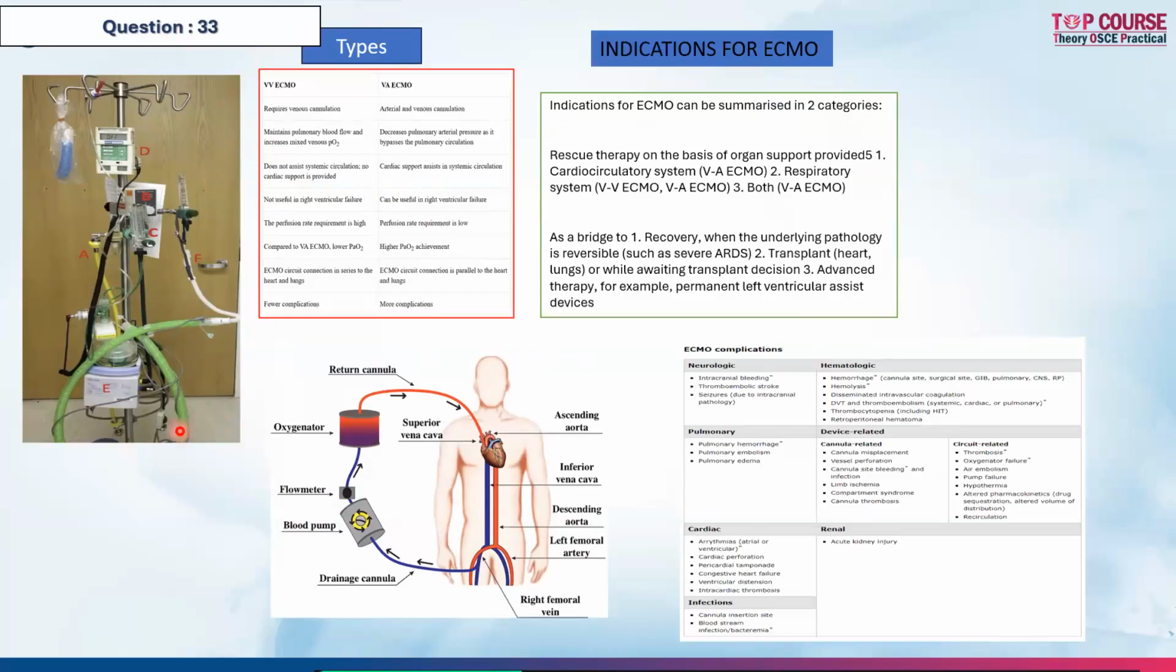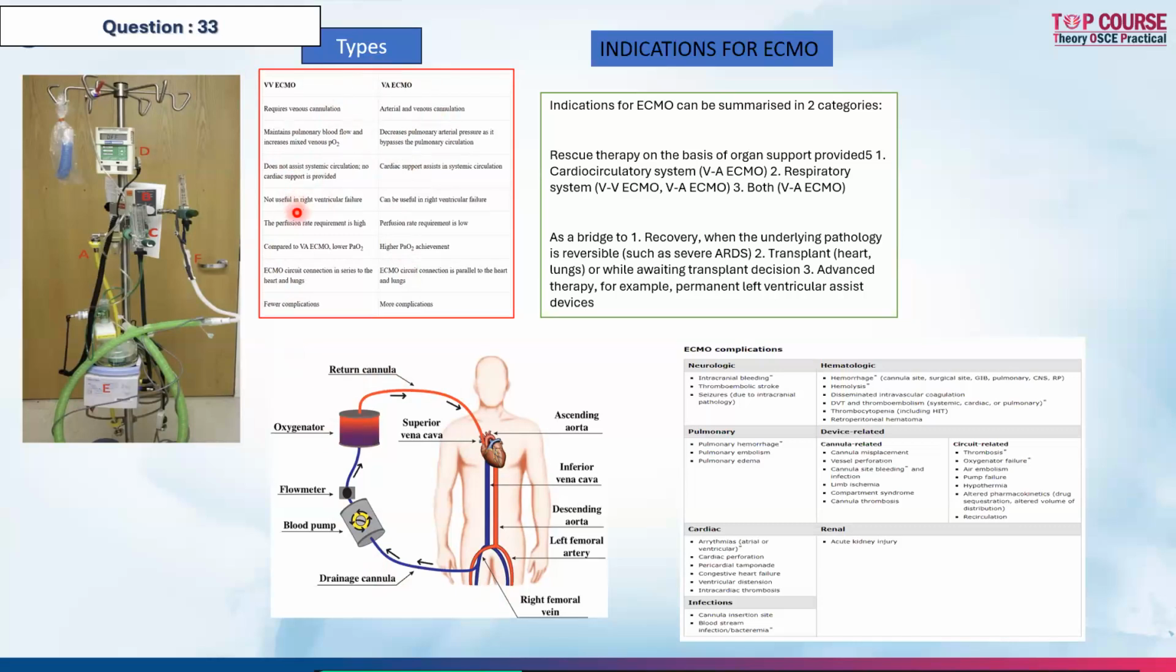of this ECMO machine. So the basic thing one needs to know is you might be asked to draw this even in your vivas, even when you have a long case like an ARDS. So VA and VV ECMO, the difference between them: VA ECMO maintains the pulmonary blood flow, it increases the mixed venous oxygen, it decreases the pulmonary arterial pressure and it helps with cardiac support. VV ECMO does not provide cardiac support, it does not assist in the systemic circulation.